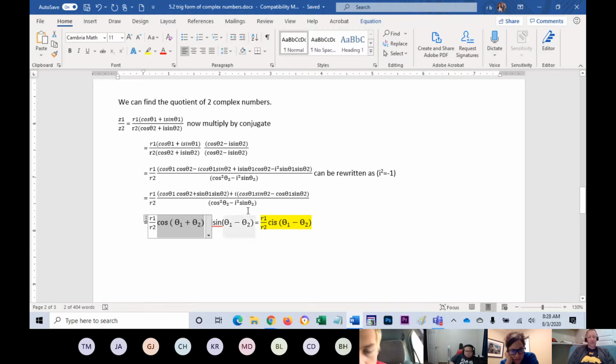So cosine theta 1 cosine theta 2 plus sine theta 1 sine theta 2 just becomes r cosine theta 1 plus theta 2. Would it be minus here? Say it again. Cosine theta 1 minus theta 2? The identity for cosine is you use the opposite sign, right?